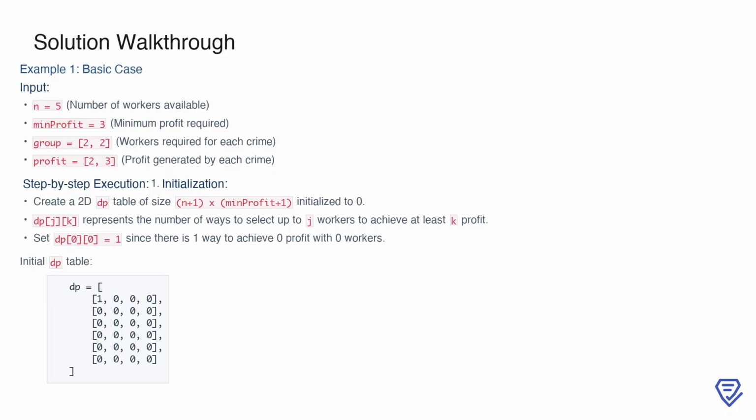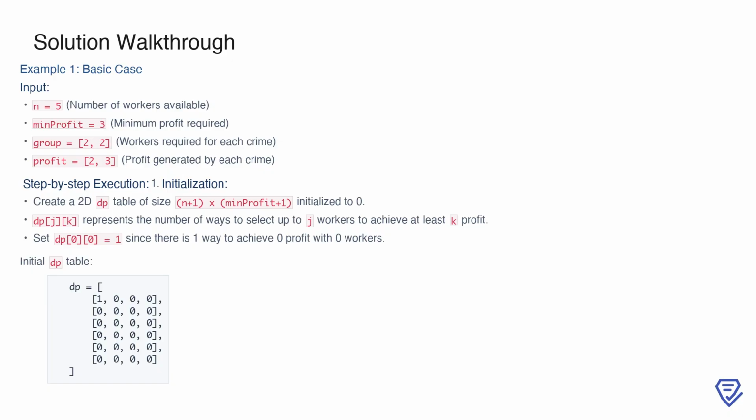The first step in solving this problem is to initialize a 2D dynamic programming table, or DP table, that will help us track the number of ways to achieve a certain profit with a given number of workers. This table has dimensions n plus 1 by min profit plus 1, meaning it has 6 rows and 4 columns in this case, since we have 5 workers and want to track profits from 0 to at least 3. Initially, all values in the table are set to 0, except for dp[0][0], which is set to 1. This represents the single way to achieve 0 profit using 0 workers, essentially doing nothing.